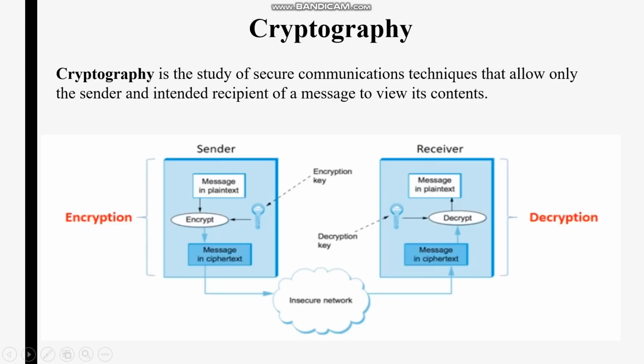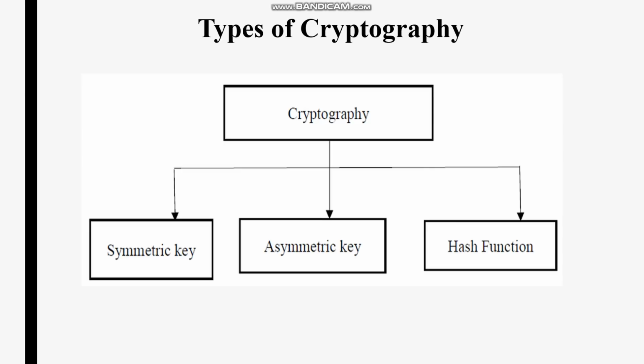Now, based on the keys used while performing encryption and decryption, we can classify cryptography into three types. Based on the number of keys used, it is classified as symmetric key cryptography, asymmetric key cryptography, and hash functions.